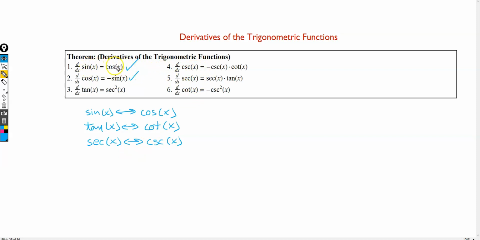Derivative of sine is cosine, derivative of tangent is secant squared, and derivative of secant is secant times tangent. Then you can recover the derivatives of the other 3 if you remember that the cosine partners with sine, secant partners with cosecant, and the cotangent partners with tangent, and then you have to remember the negatives. Now let's take a look at the proof of one of these.